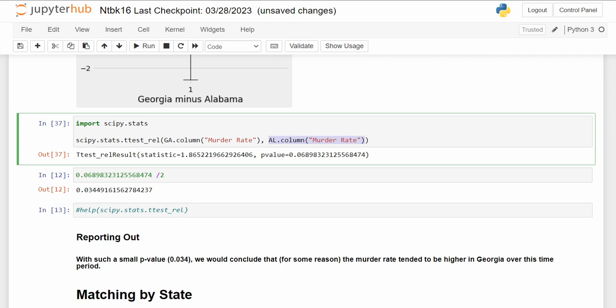And this was true for the prior two t-tests. It's true for all the t-tests. We have to have array data. So we're doing .column murder rate for both Alabama and Georgia to get array data to go in. Okay, and then the second thing is that we're doing the first thing, Georgia, minus the second thing. Okay, so it matters which order we put these arrays in, right? Because the computer is doing the first score minus the second.